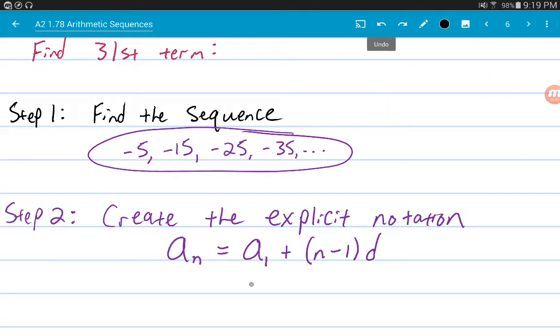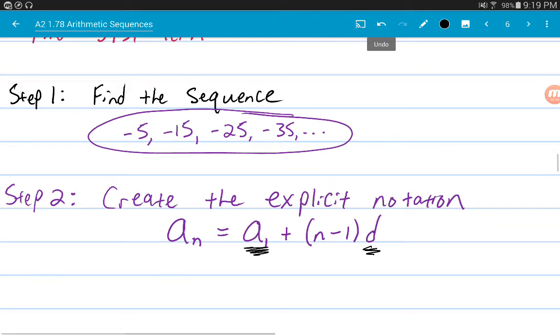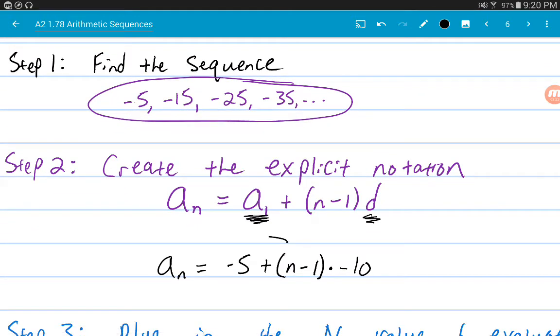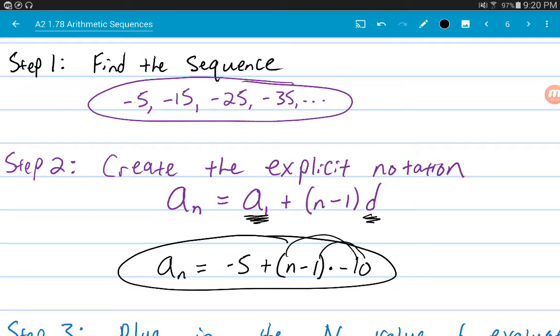Now the two things I need to be able to plug in order to use this are a sub 1 and d, the common difference. Well, a sub 1 I know, that's negative 5, the first term of a. So I'm going to plug that in. A sub n is equal to negative 5 plus n minus 1 times d, which is the common difference. So what's the common difference between all these terms? Well, how do I get from here to here? By subtracting 10, subtracting 10, subtracting 10. So the d value is going to be negative 10. Now that's the explicit notation. You don't have to distribute the negative 10, but you can if you want to.